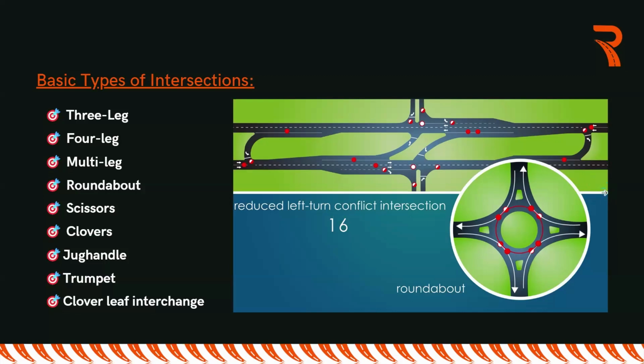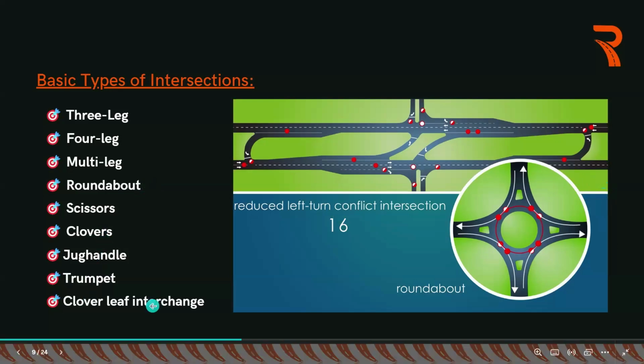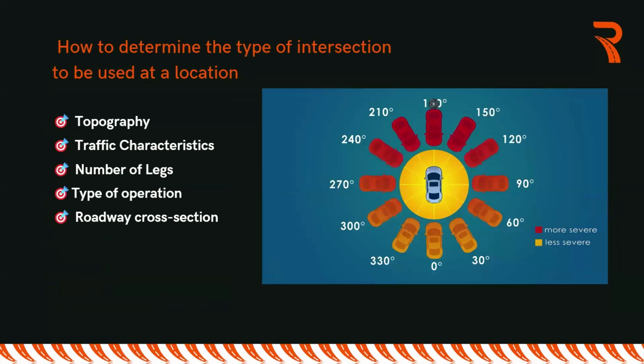Of course, this now goes all the way even to grade separation. There's, of course, the roundabout, which is one of the good ways to evacuate traffic at intersections. We have clovers. These are grade separations. We have jug handles. We have trumpet intersections. And then, of course, cloverleaf intersection. We'll be looking at how to determine the different type of intersection that you're going to use at every location.